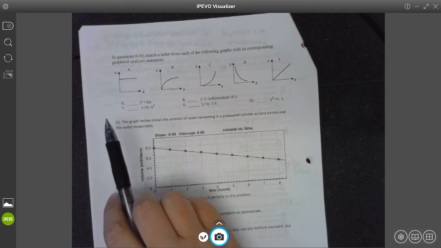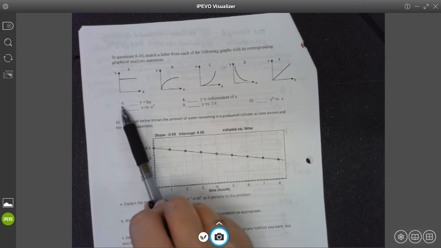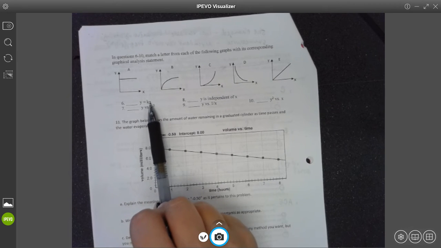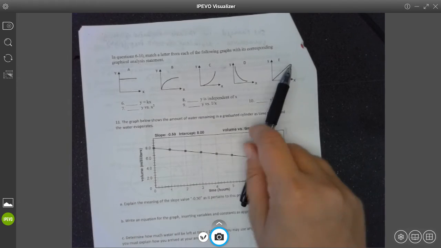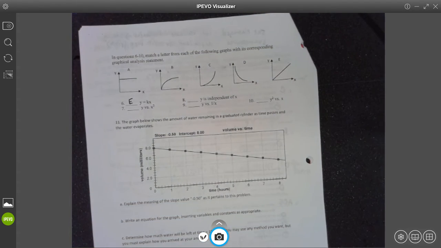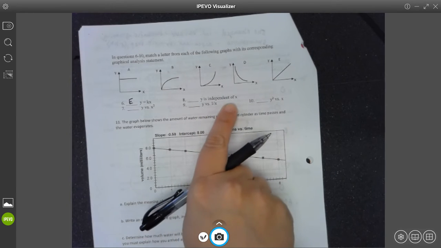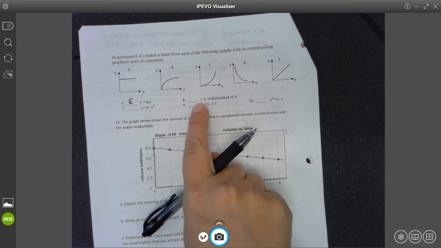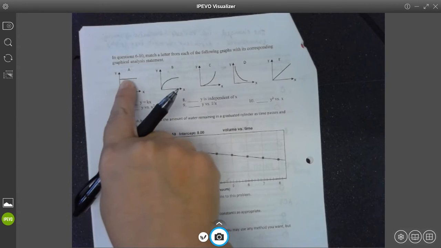All right, I like to find the ones that I know first. So this first one, number 6, says y equals kx. I expect this is a straight line that has a constant slope that's not 0. So that's going to be E. I already know E. Number 8 says y is independent of x. It means y has nothing to do with x. It's always the same. So I'm going to pick A for that one.